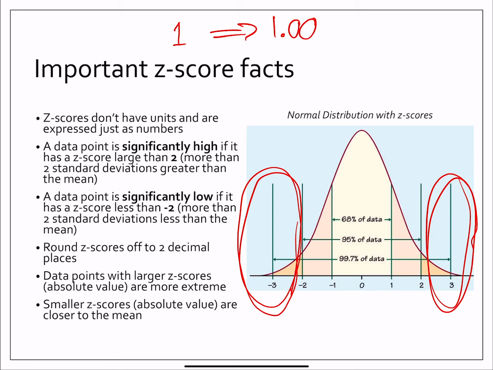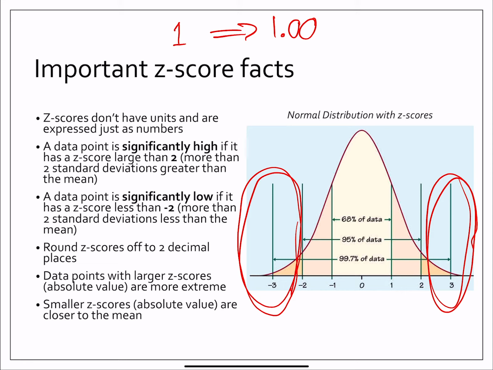On the other hand, if there was somebody whose height had a z-score of -3, they're going to be short because they're much less than the mean. So the larger the absolute value of the z-score is, that's the number without the sign, the further they are away from the mean. And the smaller the absolute value of the z-score is, the closer they're going to be to the mean.